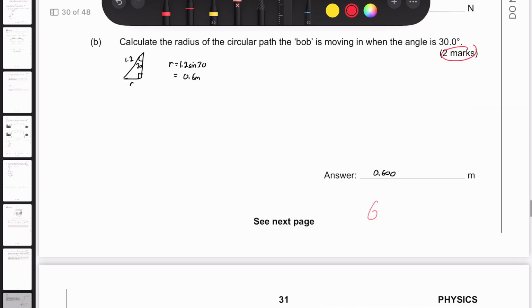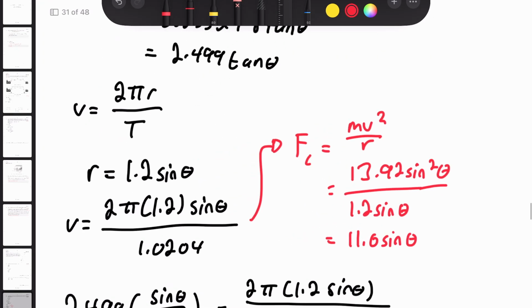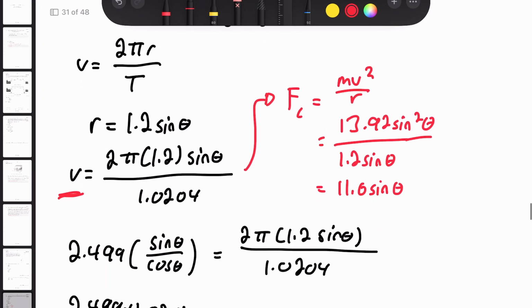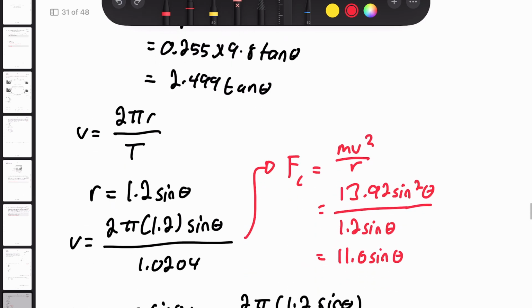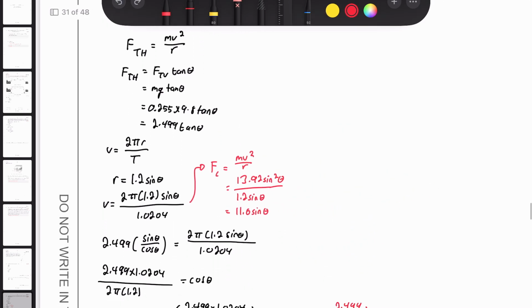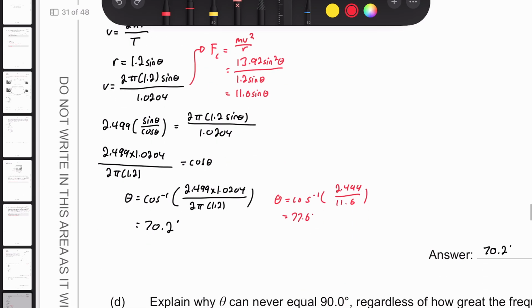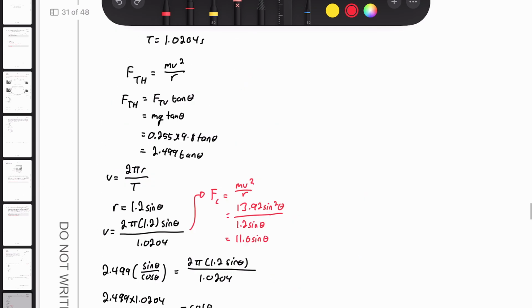Okay, this was good. Unfortunately, I don't know why I just made that V equal this. I'm not sure what I was thinking, but I needed to make it equal mv squared over r. I even wrote it over here. So if you did the follow through, you get 77.6.